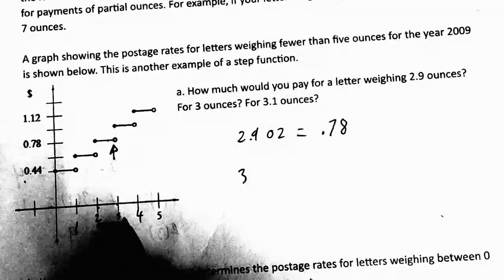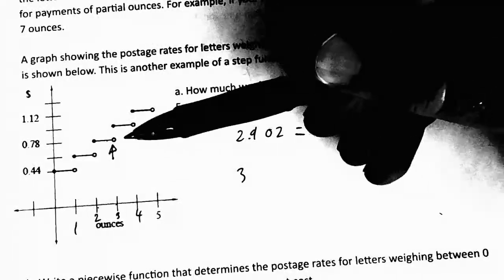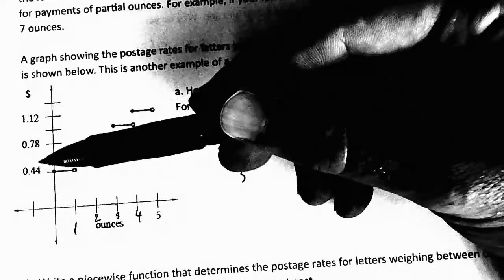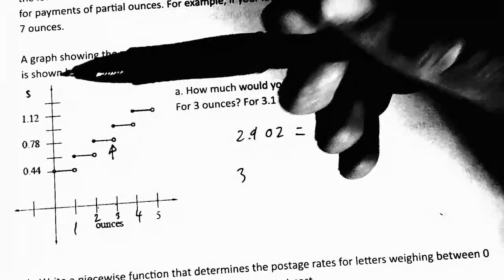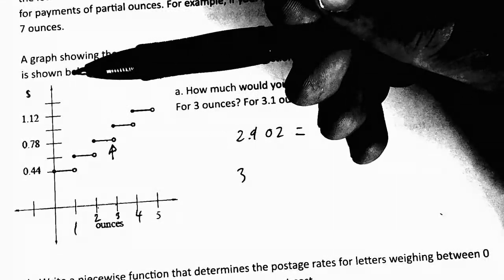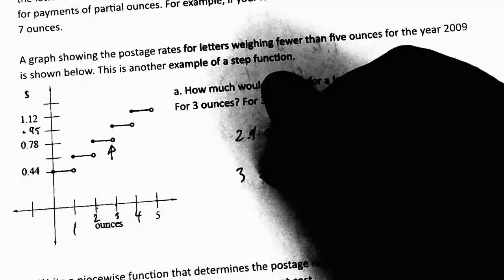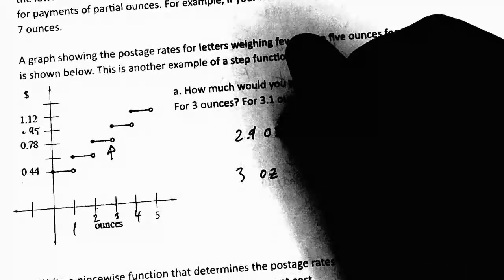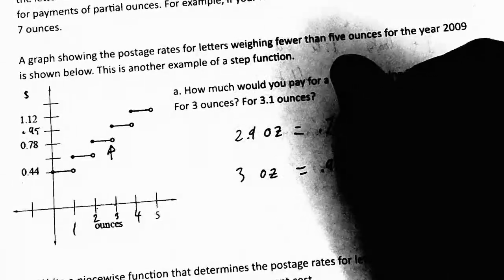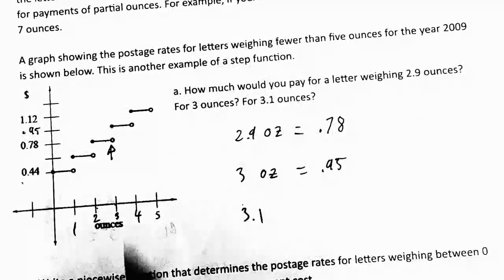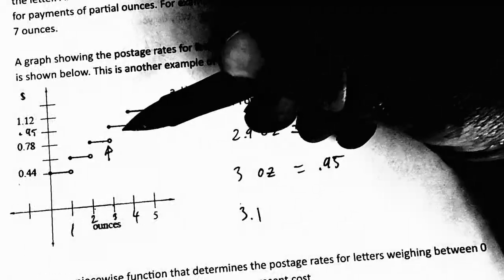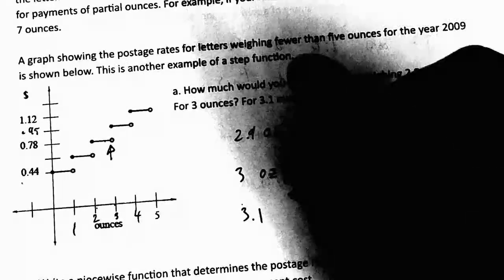3 ounces. Now, when I hit the 3, I'm not going to go to that open hole. I'm going to go to that filled hole. And the distance between these is 17 cents. So that's going to be 95. This is 0.95 right here. For 3 ounces, you're going to pay 95 cents. And then for 3.1, it's still the same, right? If we go just 0.1 over, we're still on this level of payment. The 3.1 is also 0.95.